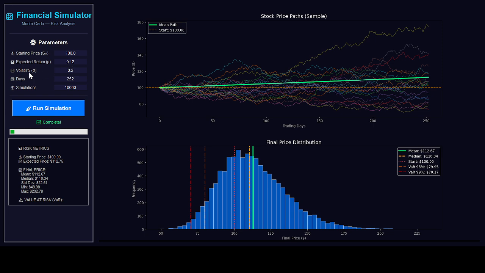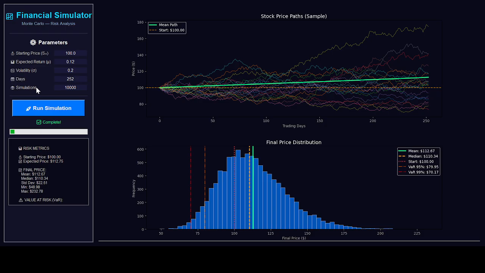The next parameter is volatility. Volatility basically measures how much the stock price fluctuates. This is one of the most important variables in finance because it represents risk. Basically, a low volatility stock tends to move slowly and a high volatility stock experiences larger price swings, and vice versa. The next parameter is trading days. The simulation runs for 252 trading days. In finance, 252 trading days roughly represent one full trading year.